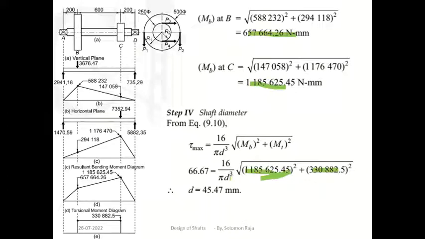Now we will get d cube. Then finally take the cubic root of d cube. Then you will get d value as 45.47. So this is how you have to solve this problem. To solve this problem, you need some basic knowledge from strength of materials also. Then only you can solve it. Very simple problem.